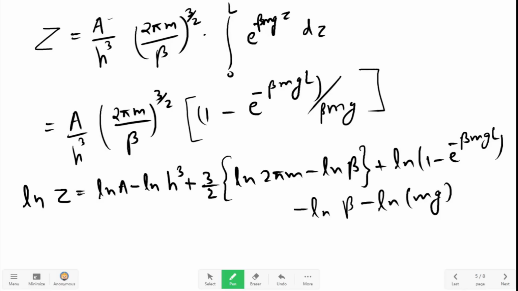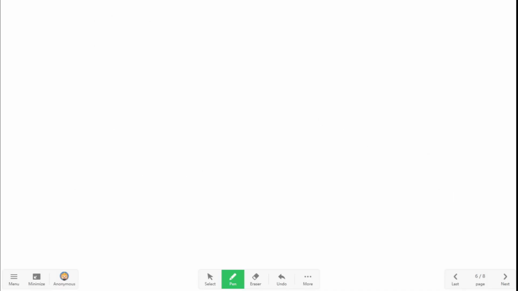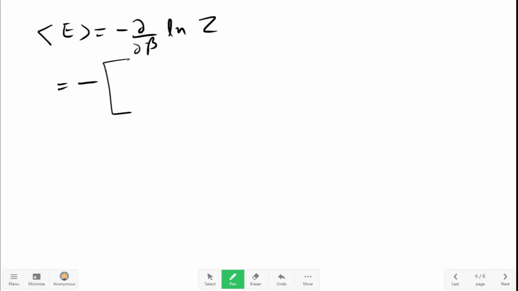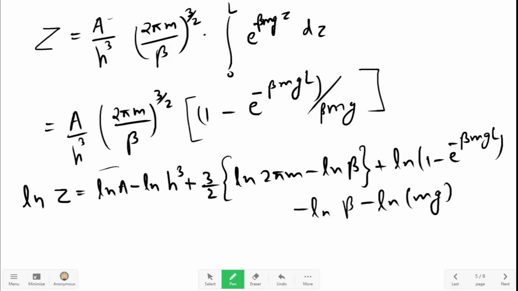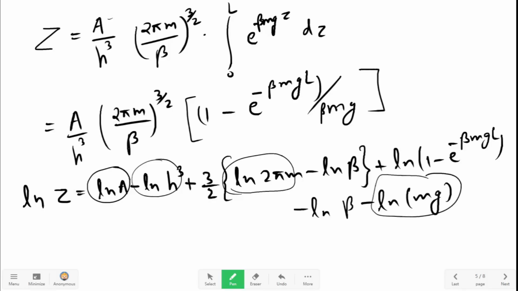When we take the derivative, all constants will contribute nothing. Therefore, the average energy is equal to minus ∂/∂β of ln Z, which is equal to minus of... this term is constant, it will not contribute. This is also constant, this is constant, and this is constant as well, so these terms will not contribute.